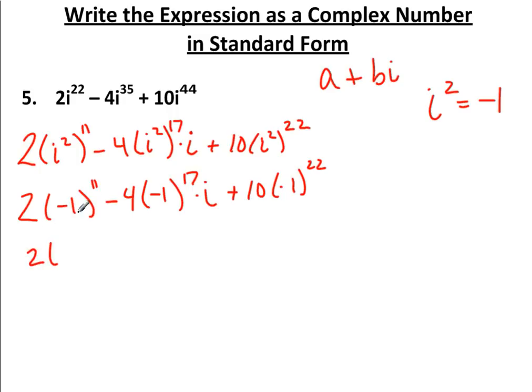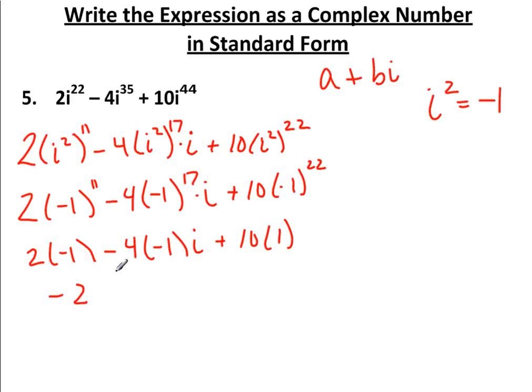2 times -1 to the 11th power. So if you remember negatives, if I have an even number of negatives, I get a positive. If I have an odd number of negatives, I get a negative. So this is -1 times itself 11 times, which is a -1. This is -1 times itself 17 times, so I'm going to also get a -1 times the i. Plus 10, if I have -1 times itself 22 times, I'm going to actually get a +1.